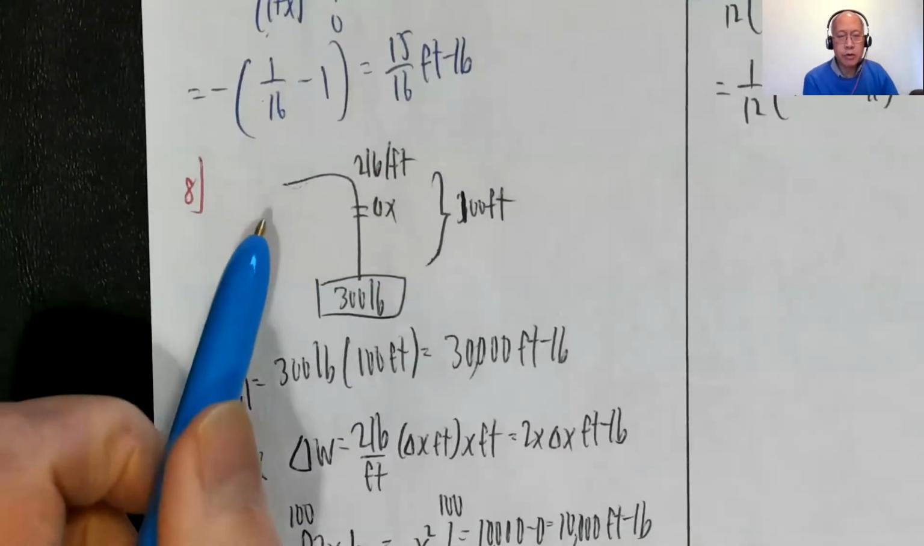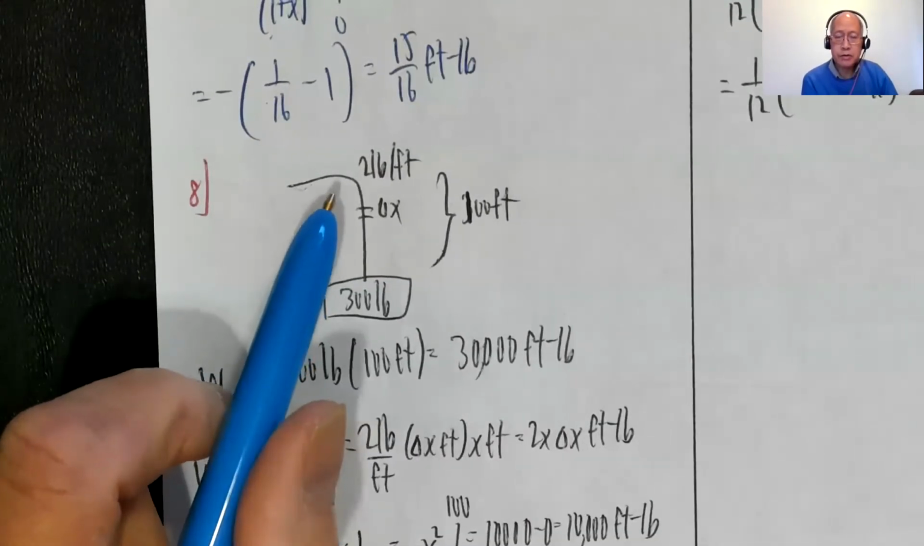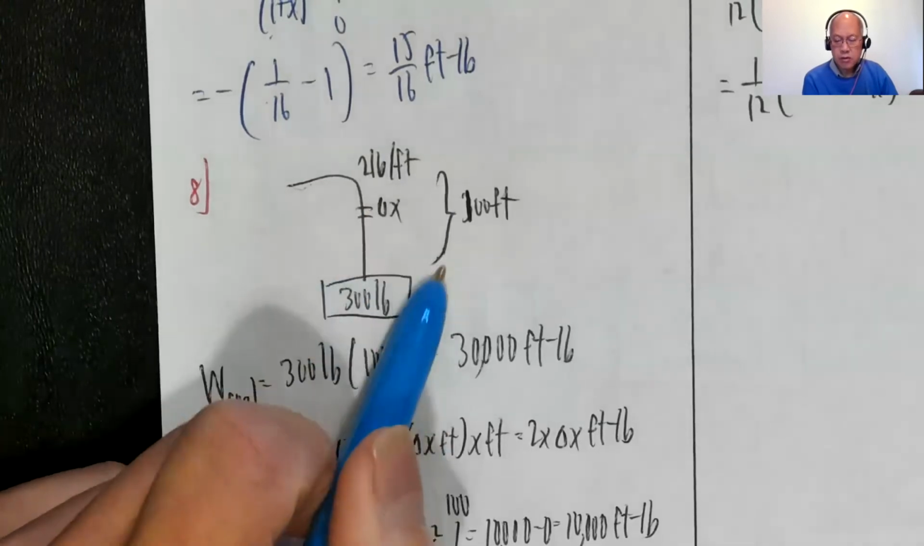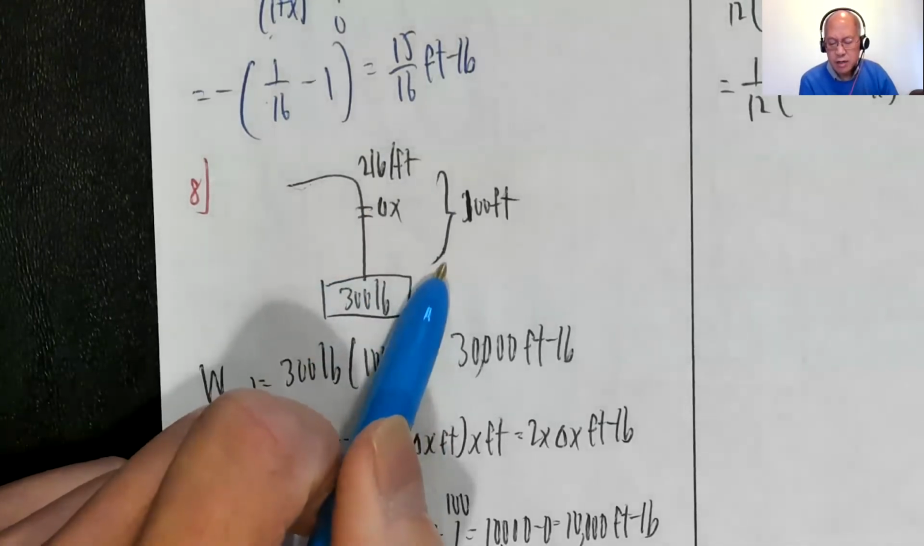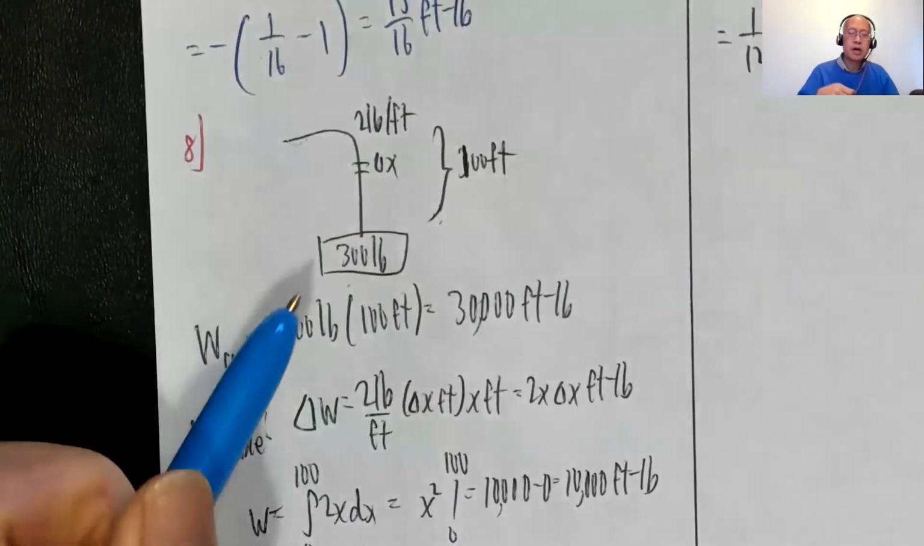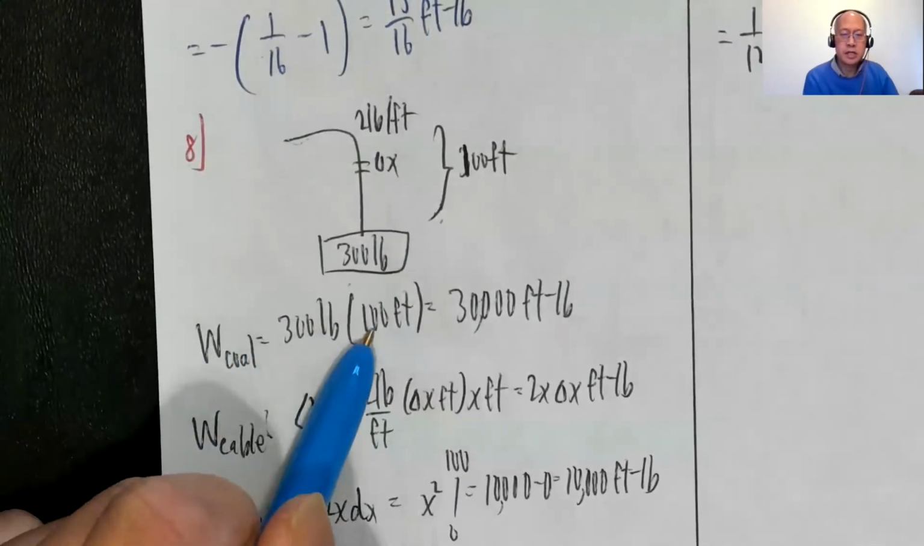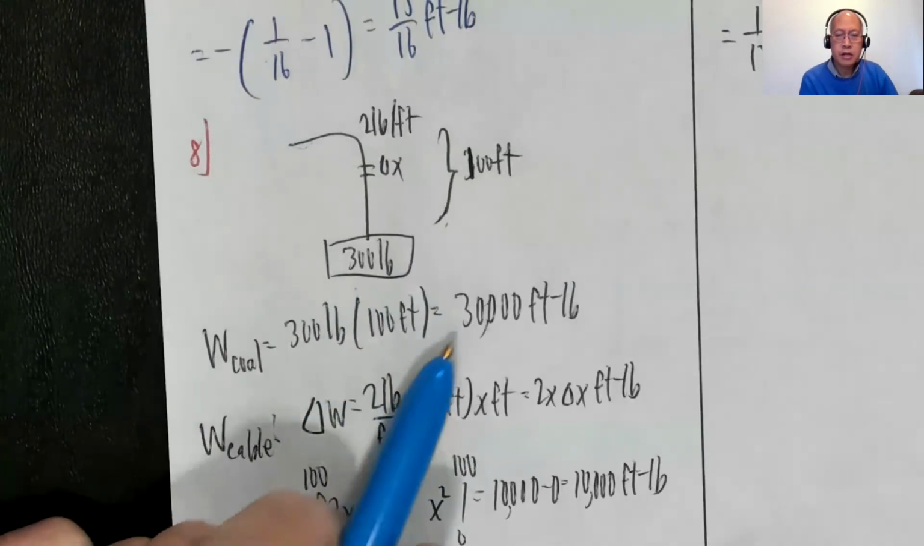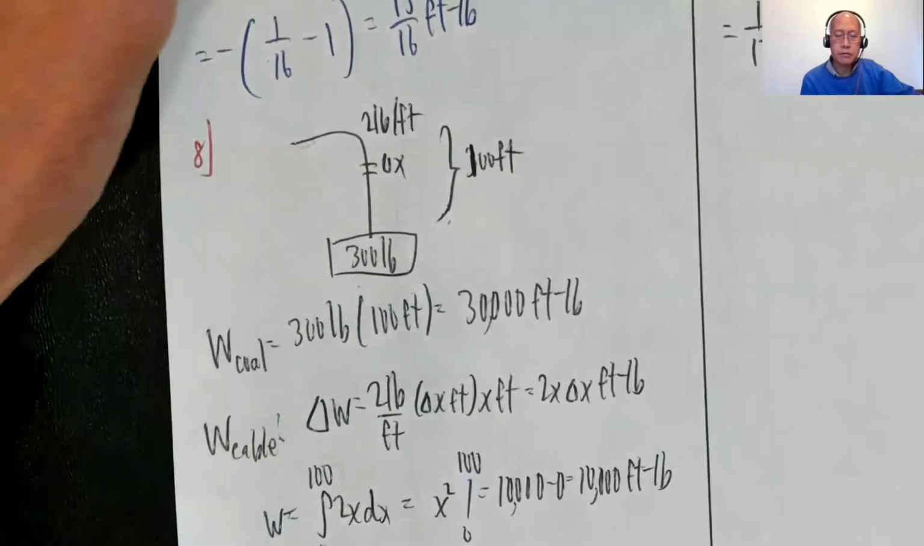Number 8 was just like the homework, maybe different numbers. 2 pounds per foot, delta x, 100 feet, 300 pounds. The work for the coal is like the gorilla problem. Constant force, constant distance, 300 pounds, 100 feet, 30,000 foot-pounds.